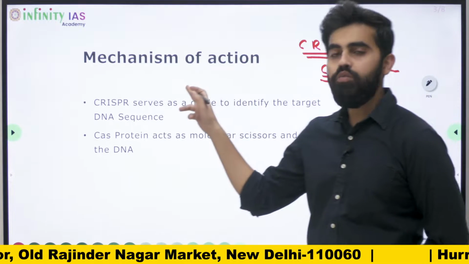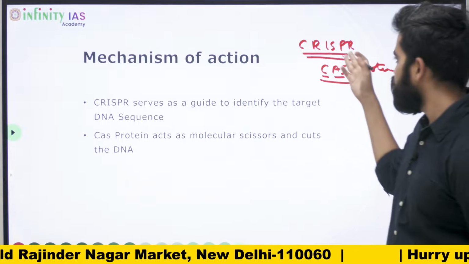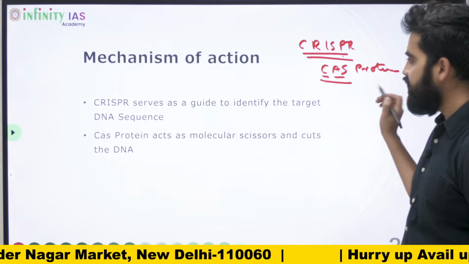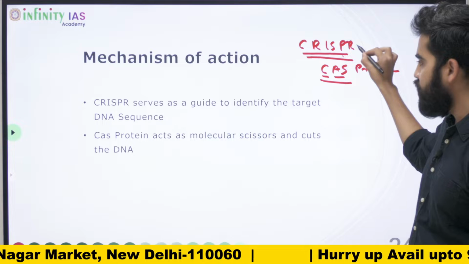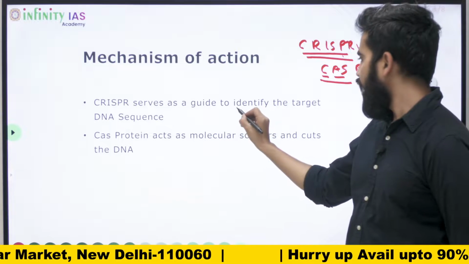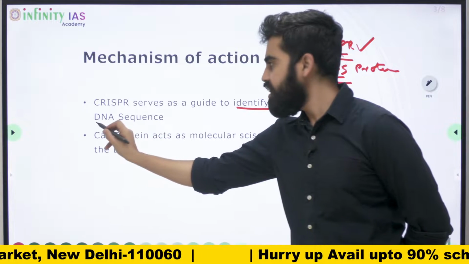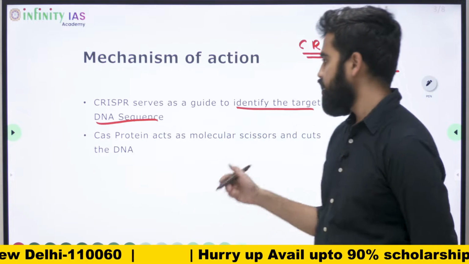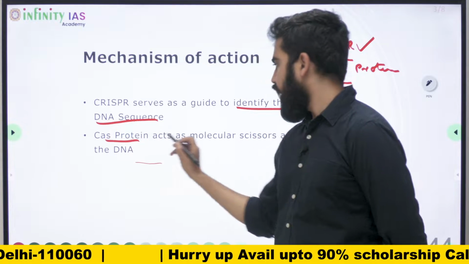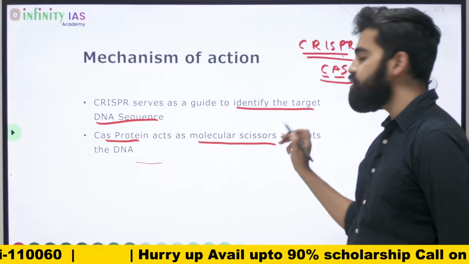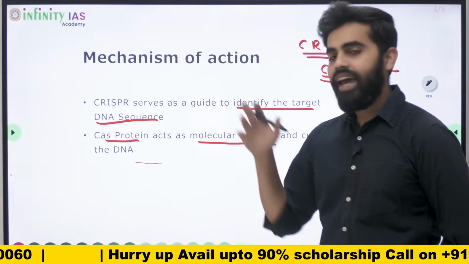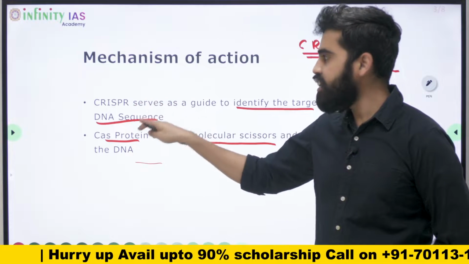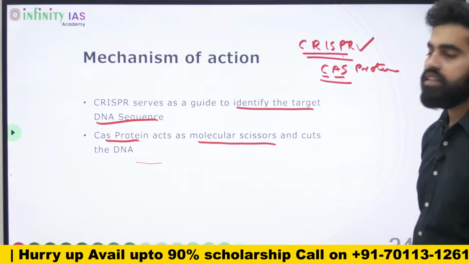So if we look into the mechanism of action as to how CRISPR CAS helps in gene editing, we can look at it as CRISPR is used to identify the target DNA sequence that we want to cut in the animal cell, and CAS protein acts as the molecular scissors. That means CAS protein actually cuts the DNA that has been identified by the CRISPR sequence.